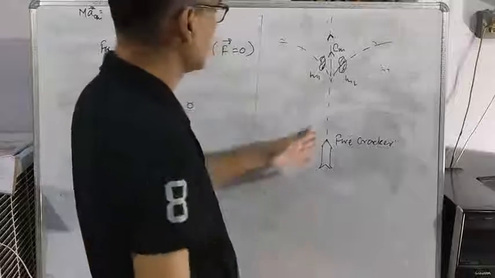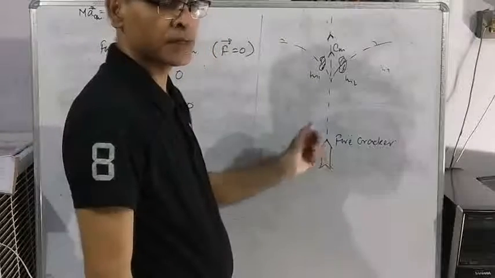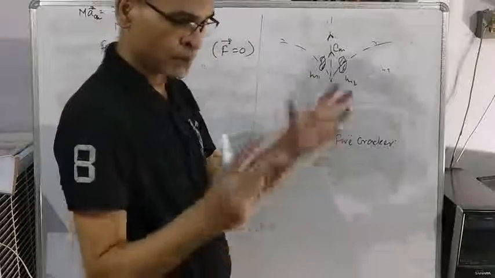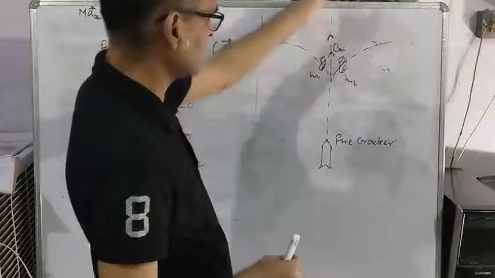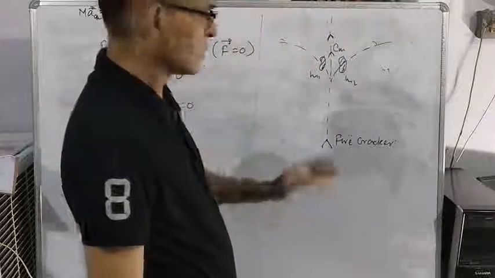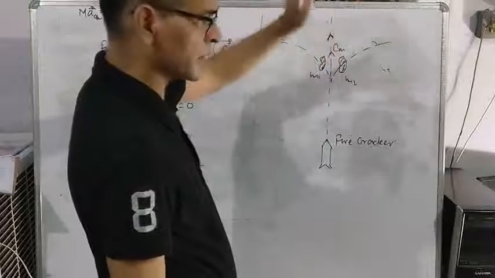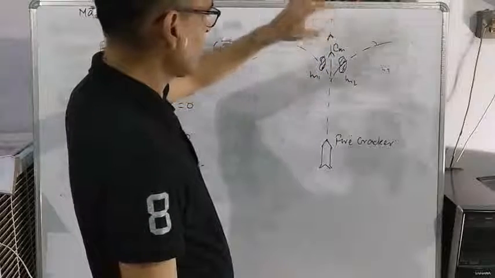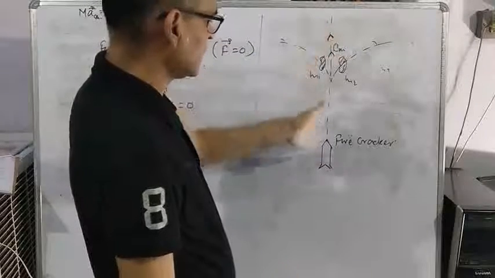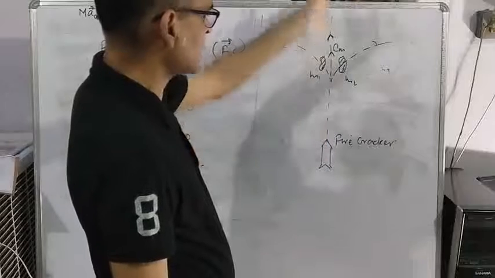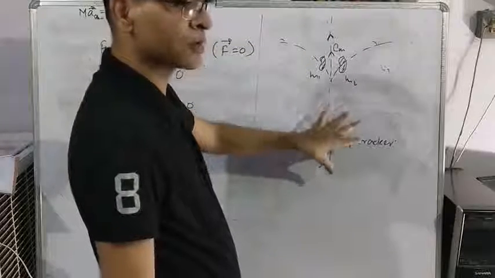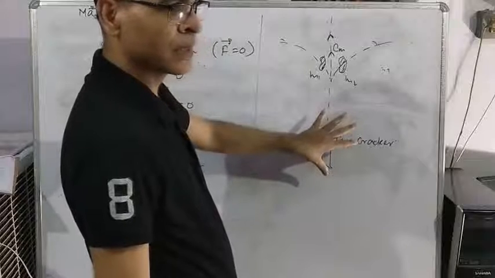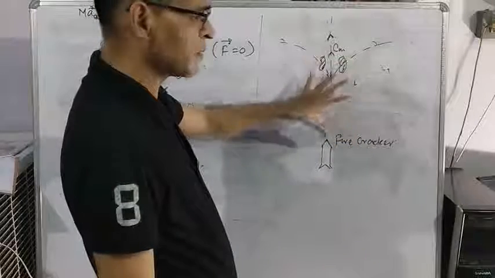Suppose this firecracker doesn't explode. Then the center of mass will keep on moving in this direction. So this is the direction of velocity of center of mass. After the explosion, the center of mass will keep on moving in this direction because it is an isolated system. No external force is acting on this firecracker. Similarly, many examples you can see in your book.